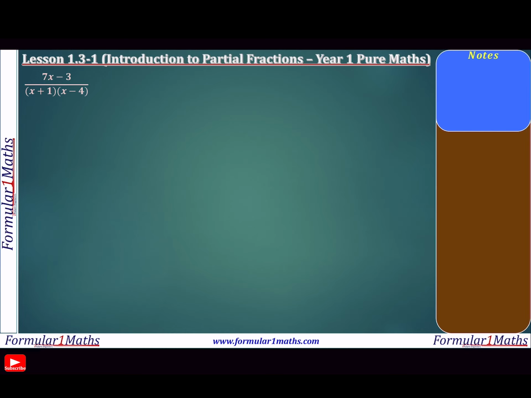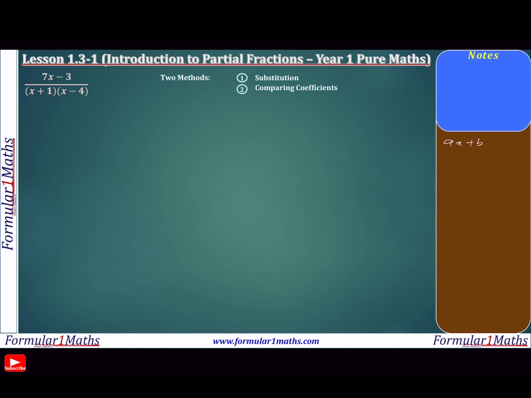In this first lesson, which is the first of a series on partial fractions, we are going to be dealing with fractions which have linear denominators. So for example, this is linear because it is in the form ax + b, where in this case, a is 1 and b is also 1. In the case of x - 4, a is 1 and b is -4. We are going to use two methods. The first method is known as the substitution method, and the second method is known as the comparing coefficients method.